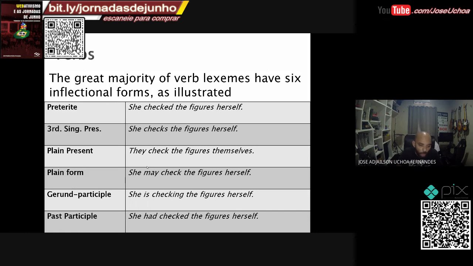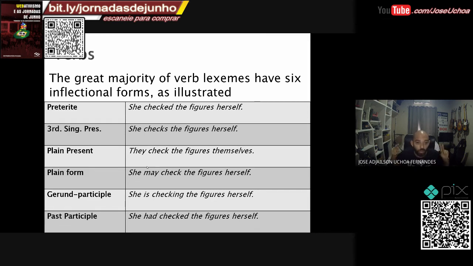O plain form não é uma conjugação em si, ele é uma espécie de infinitivo. I like to play the guitar. Esse play, ele não está conjugado, ele está na sua forma, muitas aspas aqui, na sua forma bruta. Por que eu sei? He likes to play the guitar. Quem vai sofrer inflexão é o verbo to like, que vai para o third person singular, né? Mas o to play fica lá do jeito que ele é na plain form, na forma pura, na forma bruta, no nome do verbo.